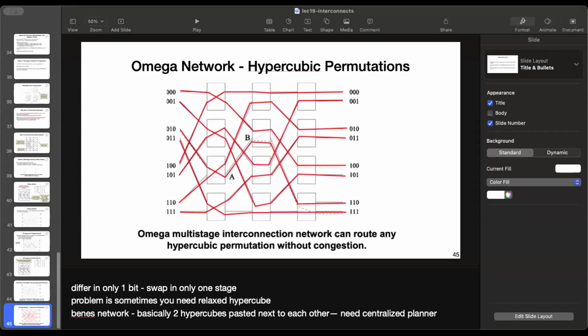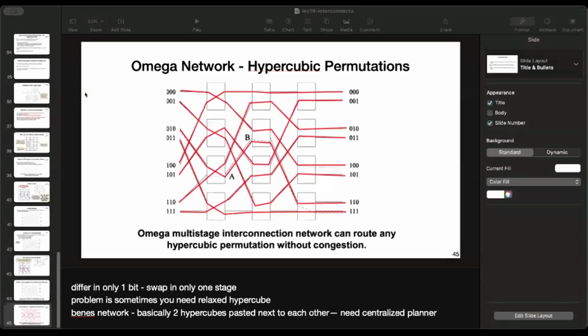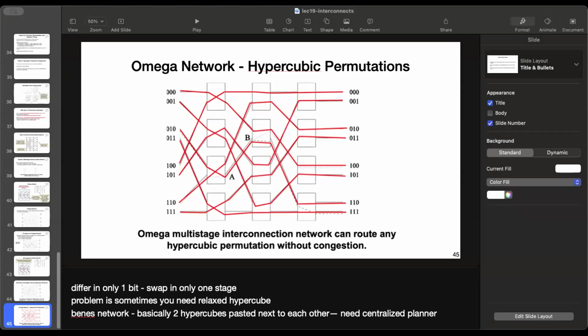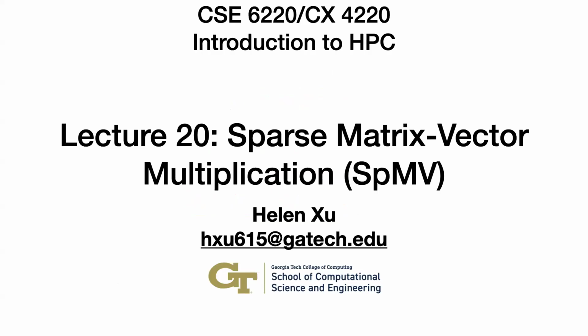So I think that's it for that part. So we're going to do sparse matrix vector. This part is a bit more practical. It's less theoretical than the previous part on interconnects, but I included it because I think it's interesting.